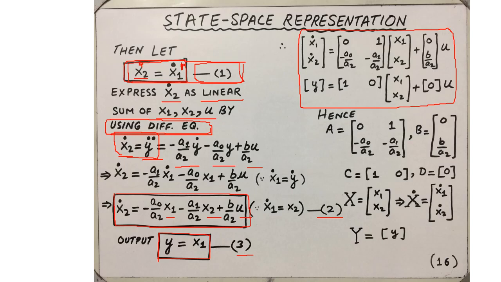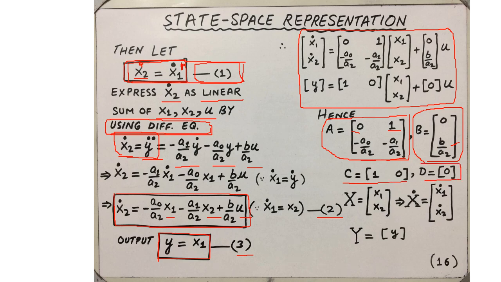So in the matrix form, we get the matrix A as containing 4 entries: 0, 1, minus a naught over a2, and minus a1 over a2. The matrix B is a vector and it contains 0, and the second entry is b over a2. C is 1, 0 and D is simply 0.